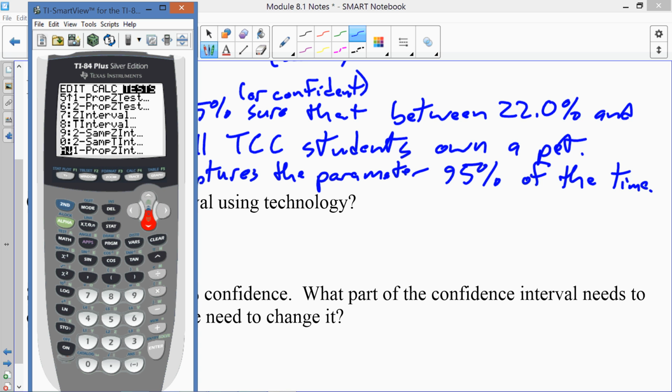So letter A. If I hit enter once I get down there, or you can just type the letter A, we're using the alpha key on your calculator. X is the number of successes, so I hit 26 for X. In this case, each success is a student who owns a pet. This N is the sample size, or 80, and then the confidence level is just 95%, or 0.95. The calculator will accept either 0.95 or 95%, or 95.